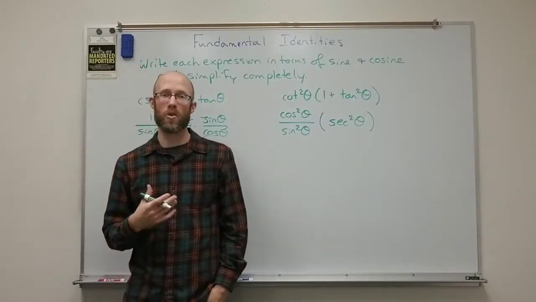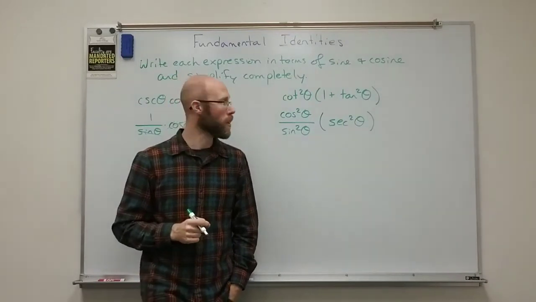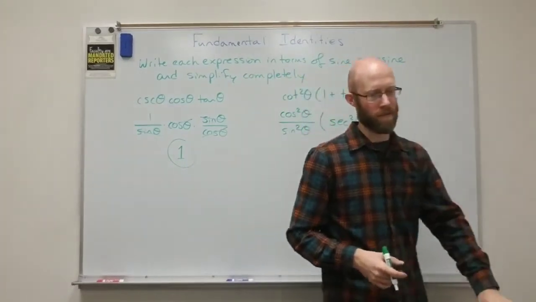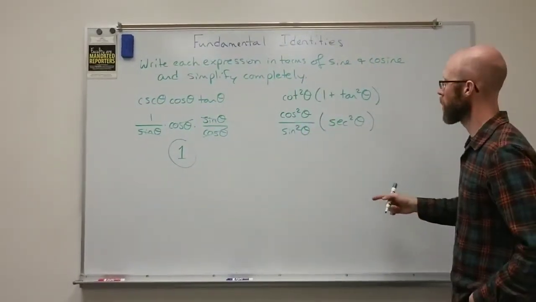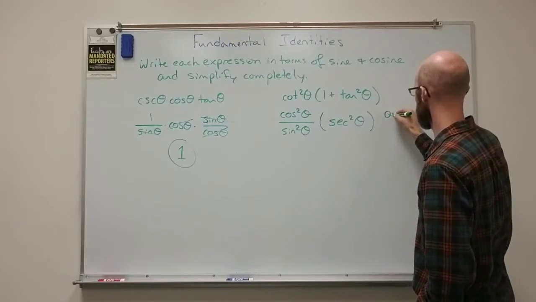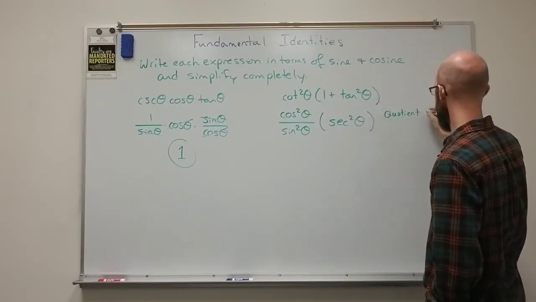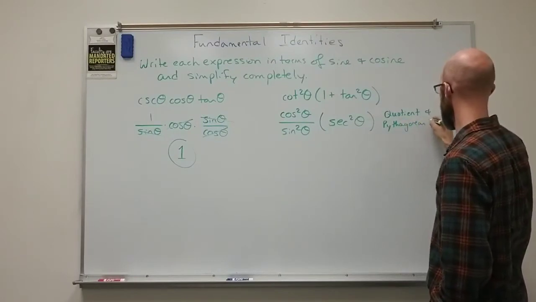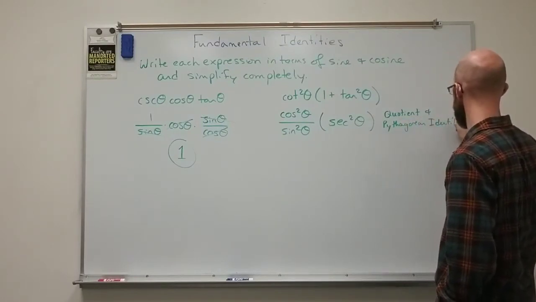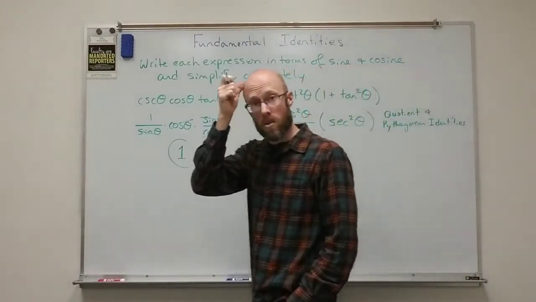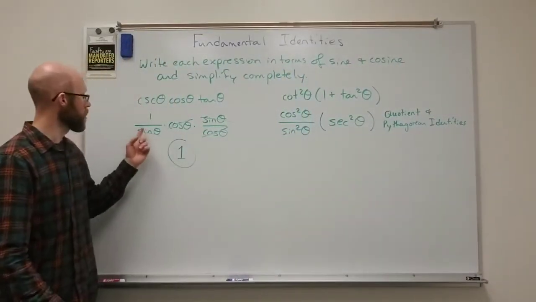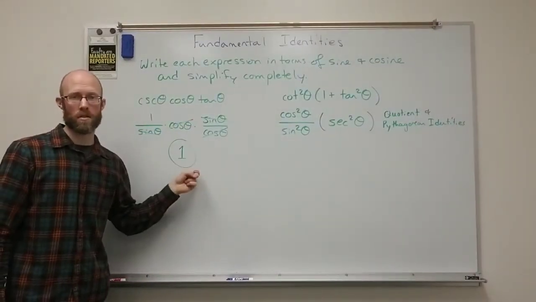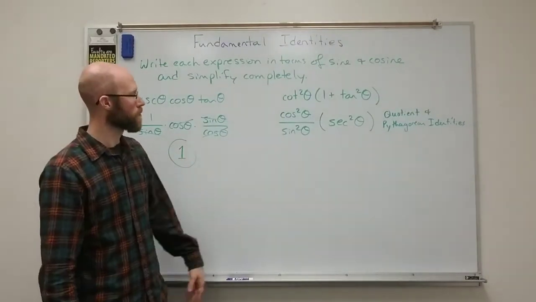One thing that's actually useful here, and I neglected to do it on the first one, is to write in what properties were used, just as a way of keeping track of your work. Here I might say quotient and Pythagorean identities. Okay, so just kind of writing out what was used. Here I might say a reciprocal and a quotient identity, and then just canceling or something, simplifying.